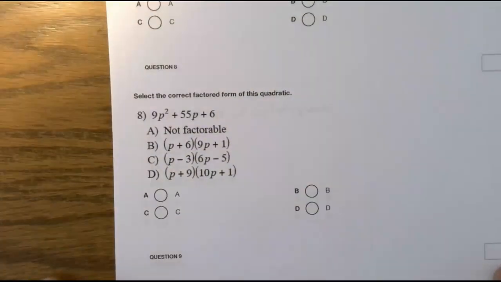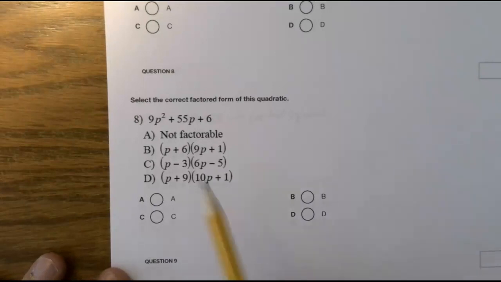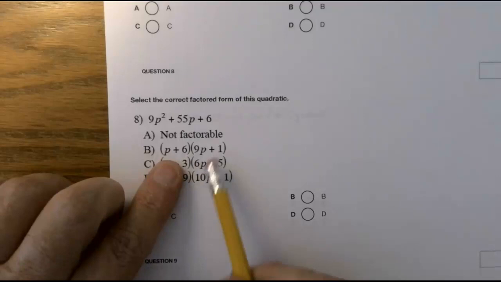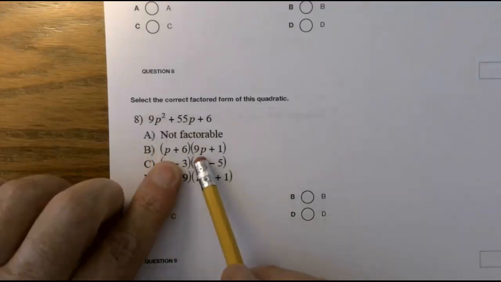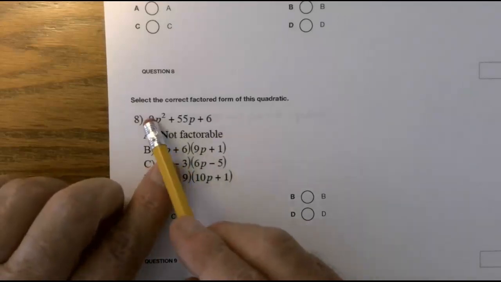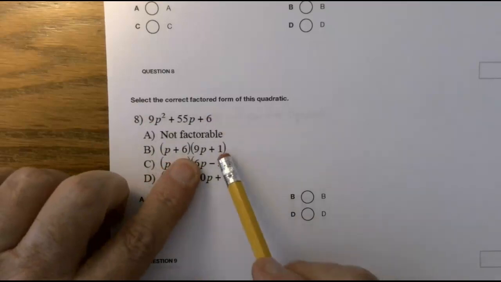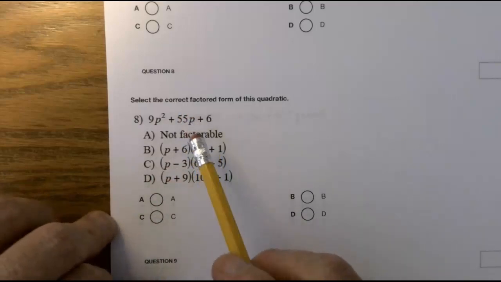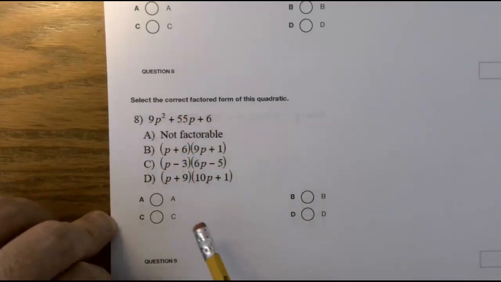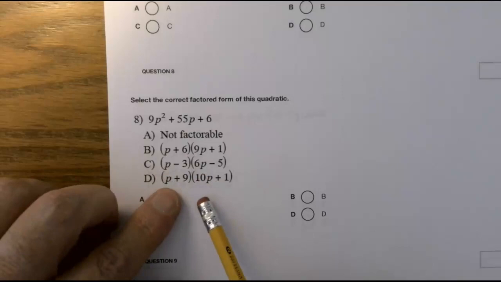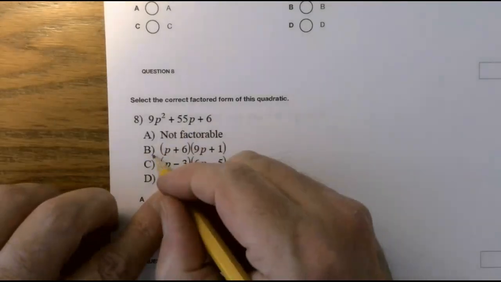All right, number 8. All right, the signs are the same. All right, the first two have to equal 9, like this one right here. P times 9p is 9p squared. Look at the back one. 6 times 1 has to equal 6. Again, the first two equals this one. The last two equals the last term. It's the middle term that ends up added together. Two like terms added together. So it's harder to find. All right, look at P times 6, no. P times 10, no. That's the only one it can be.